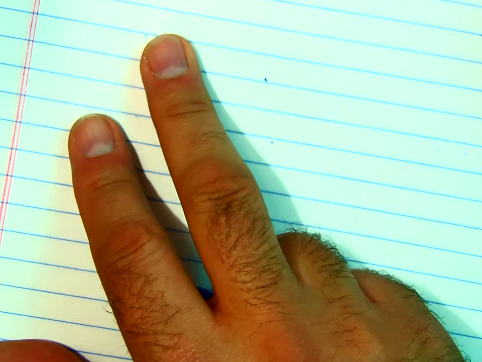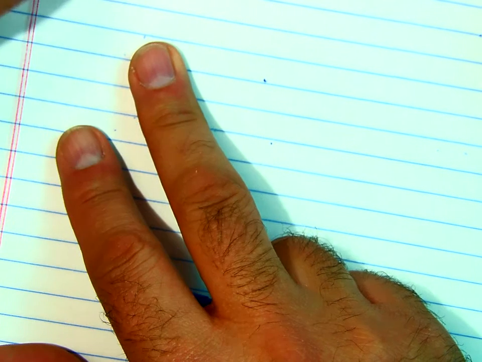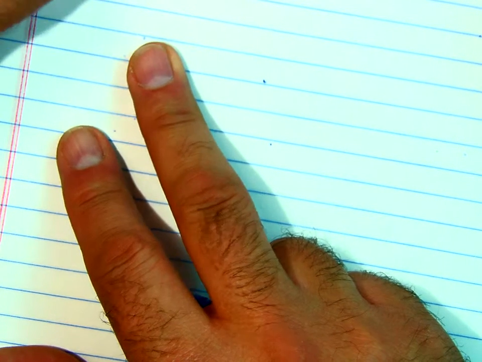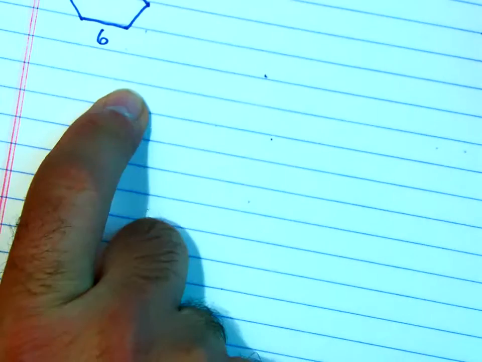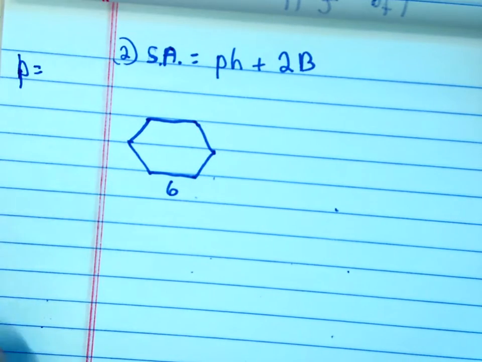Surface area. We know we're finding surface area. This has got it, number 2. Surface area is equal to the lateral area, which is ph, plus 2 times the area of the base. Okay, so do I have the perimeter of my shape? Well, let's see. We're going to draw the hexagon first. Okay, and do they give us any measurements? Yes, they give us this one here, 6.